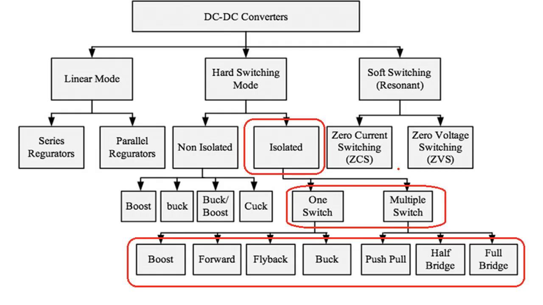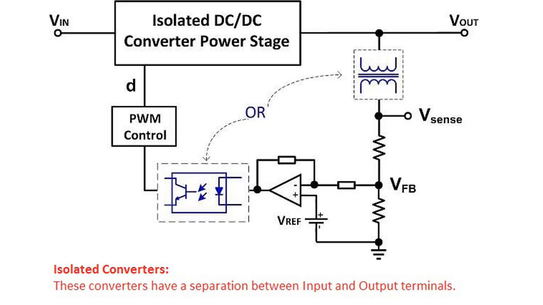DC to DC converters with isolation. A transformer is provided in between to isolate the input and output stages. Some of the commonly used DC to DC converters with isolation are flyback converter, forward converter, push-pull converter, half-bridge converter. Let's discuss the isolated converters. These converters have a separation between input and output terminals. They have high isolation voltage properties. They can block the noise and interference.